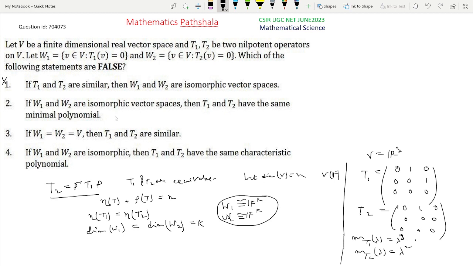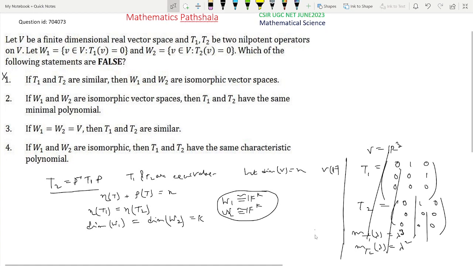So W1, W2 may be isomorphic or not. We also have to show that W1 and W2 are isomorphic. So here, for these two options, we have to also show that the nullity of T1 and the nullity of T2 are the same. Actually, if we take V equal to R3 and T1, T2 are operators on R3, then the examples do not work. So instead of taking V equal to R3, let us now take this example.